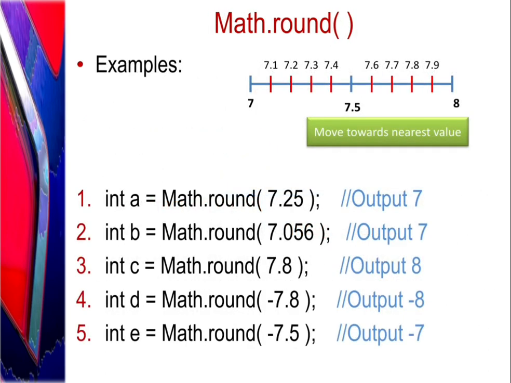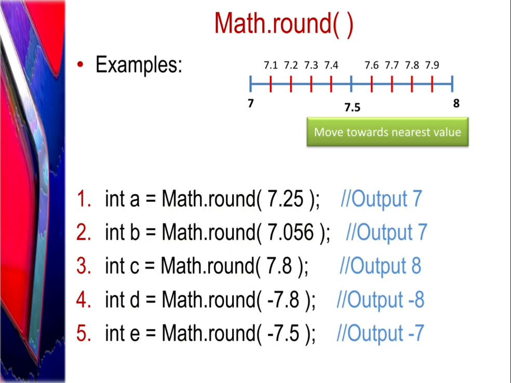See a few examples in front of you so that you can understand. I'm not creating any programs. See with the examples. If I'm writing Math.round 7.25, 0.25 is less than 0.5. That's why we are getting 7. See, this type of thing you have to focus on. It just moves toward the nearest value.